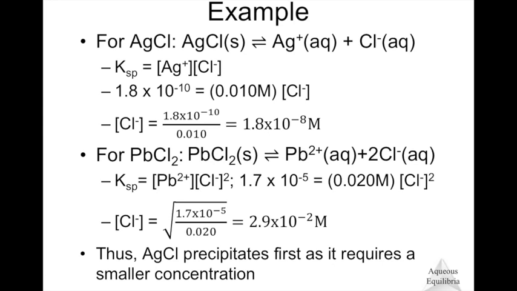And which one's going to precipitate first? The AgCl is going to precipitate first because it requires a smaller concentration. So if you're adding chloride ion, you're going to get here first. So you're going to start to get AgCl precipitating before you start to get lead chloride. And that is it for this unit.